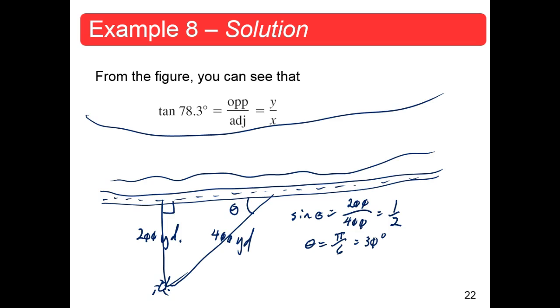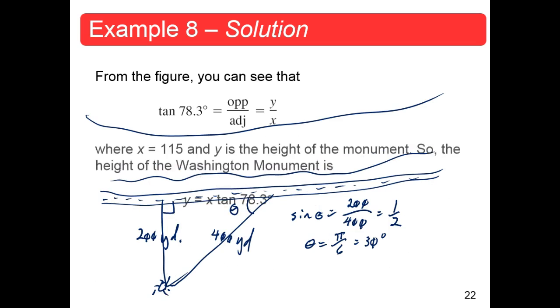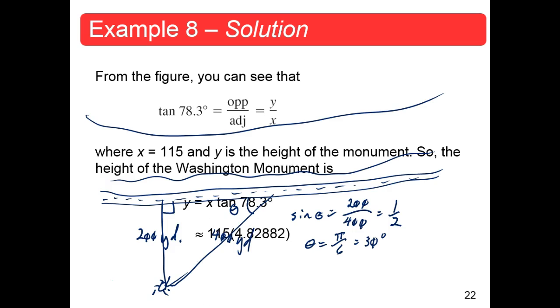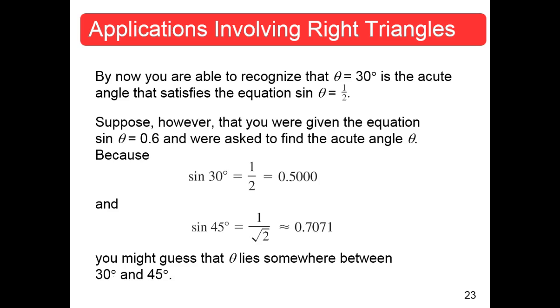All right, that was example 9. By now you're able to recognize that theta equal to 30 degrees, or pi over 6, is the acute angle that satisfies the equation sine theta equals 1/2. Suppose, however, you're given the equation sine theta equals 0.6, and that's not one of the angles we know, and you are asked to find the acute angle theta.